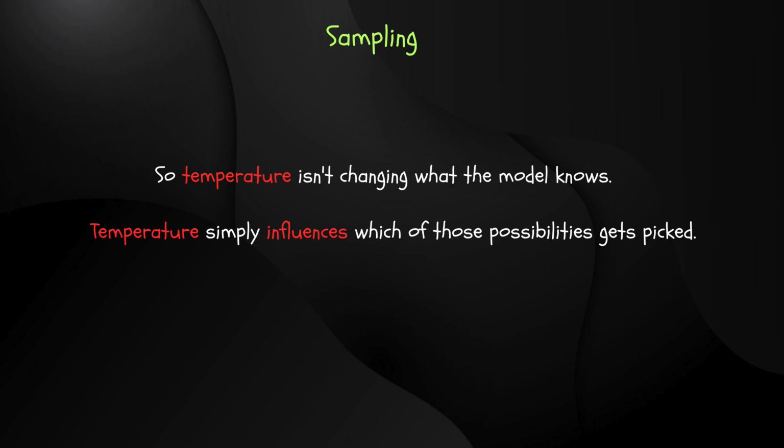So temperature isn't changing what the model knows. It's changing how the model chooses from what it already knows. Think of it this way. The model has already generated a list of possibilities. Temperature simply influences which of those possibilities gets picked. Once a token is selected, the model can finally move on to generating the next token.